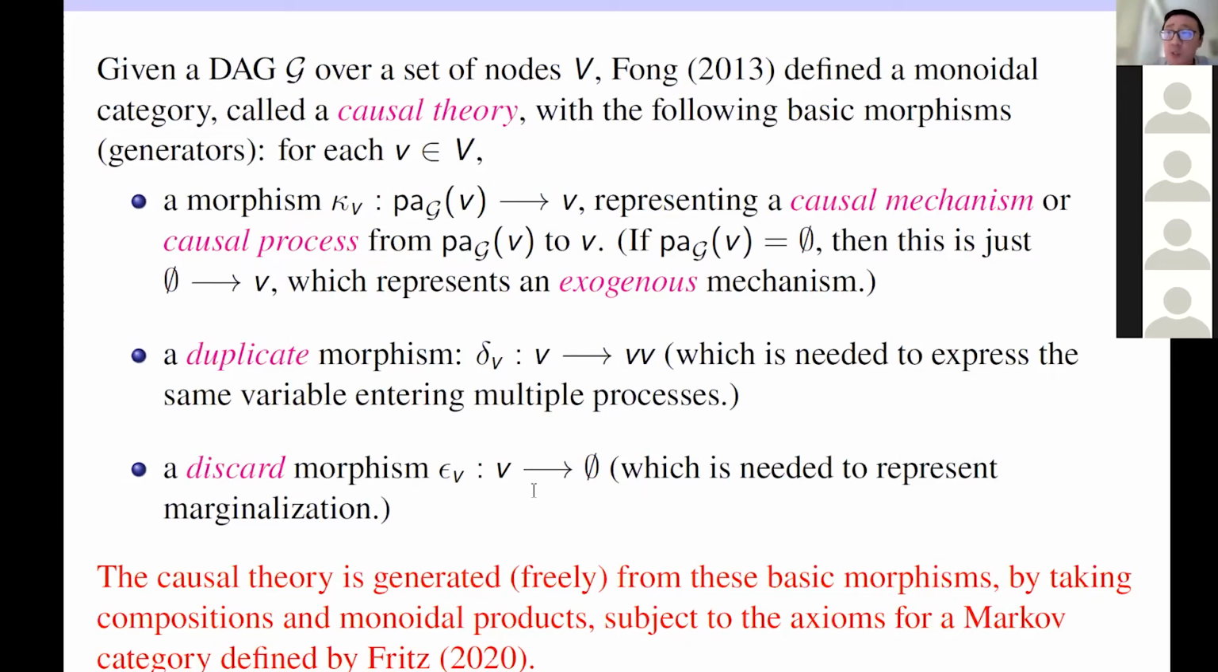Again, I won't show you those axioms because it's too much for today's talk. I'll just let you know that those axioms were recently formally given in the definition of a so-called Markov category. A Markov category is an abstraction of the category of probability measures, so those axioms are closely related to some properties of probability measures. And for our purpose today, we just need to understand that there are these basic morphisms, especially the basic mechanism from parents to child, that will compose more causal processes and morphisms in this category.